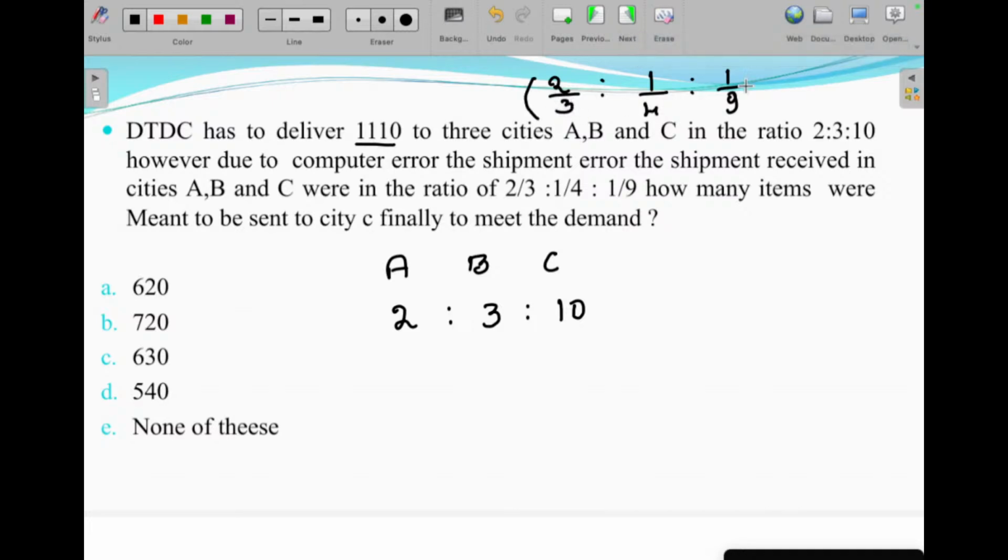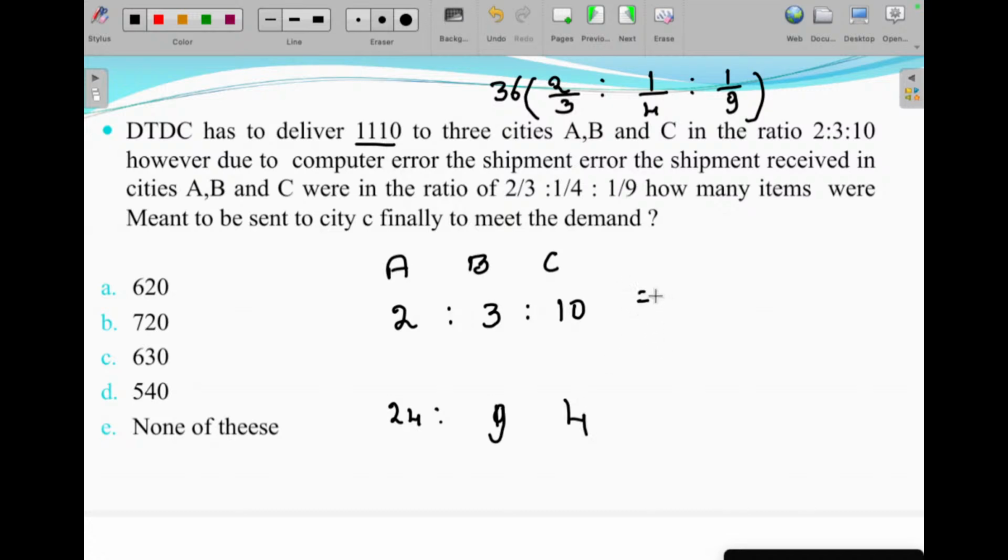I always told you the ratio should be integers. The LCM of 3, 4, 9 will be 36, so I will multiply all the numbers by 36. Then 2/3 times 36 is 24, 1/4 times 36 is 9, and 1/9 times 36 is 4. I am extending like this. I will explain both method 1, the basic method, and method 2.